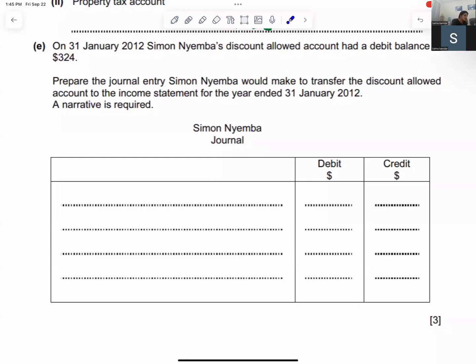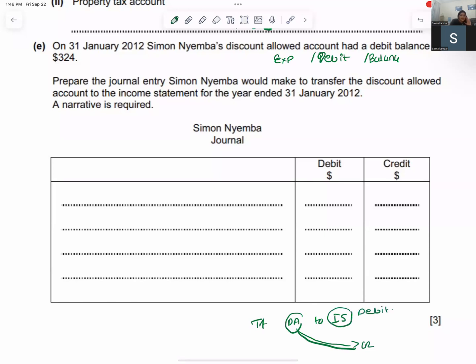Now always remember discount allowed is an expense, and my expense would always have a debit balance. If I want to transfer discount allowed to income statement, the debit would become credit for the transfer. An income statement is debited with all expenses and losses. So the journal entry would be income statement debit, because in the income statement all the expenses and losses are debited. Income statement debit, discount allowed credit.